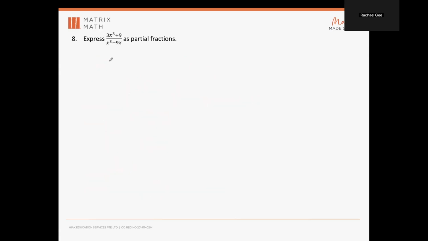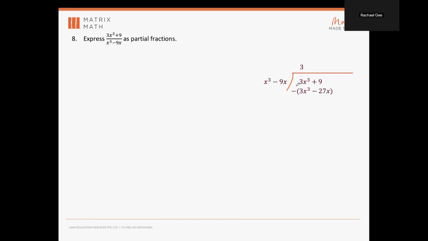Then for the last question, express this as a partial fraction. Again, check whether this is proper or improper. Your highest degree in the numerator is 3, and in the denominator is 3. Therefore it's improper, so what you need to do is a long division first. Numerator divided by denominator. How do we get rid of the x cubed? You need 3 times of it.